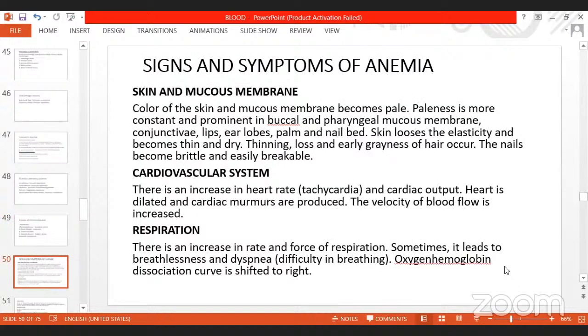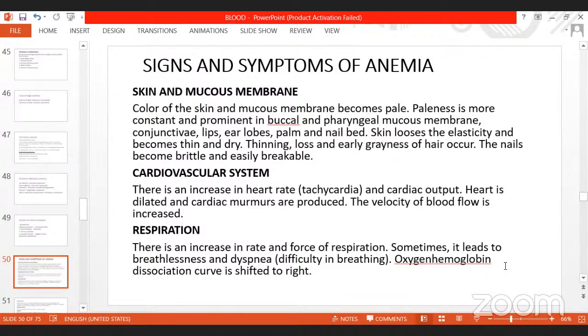So the signs and symptoms in general: in skin and mucous membrane, there is a paleness of the skin and mucous membrane. It is more prominent in buccal and pharyngeal mucous membrane, conjunctiva, lips, earlobes, palm and nail bed. And the skin loses elasticity and becomes thin and dry. Also, thinning, loss and early graying of hair will be produced. The nails will become brittle and easily breakable.